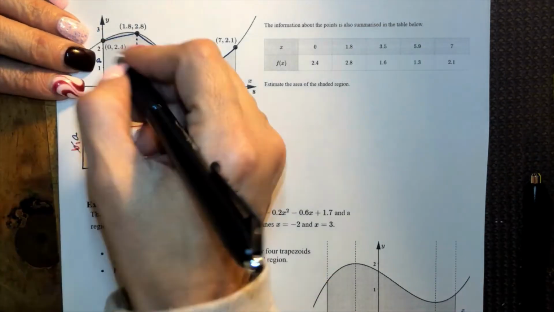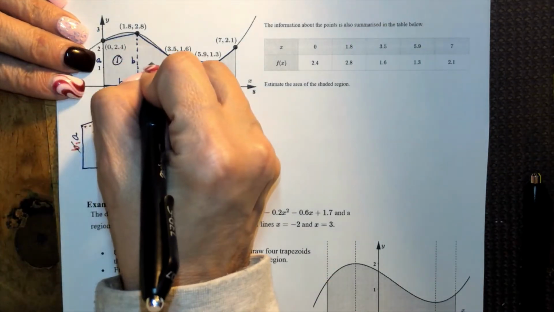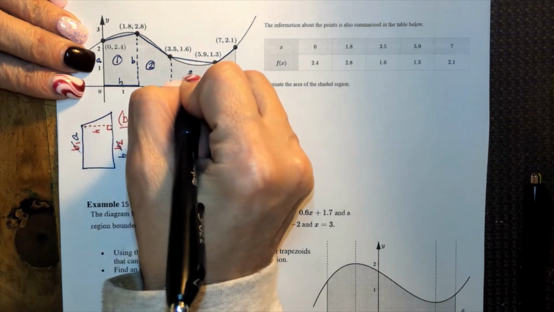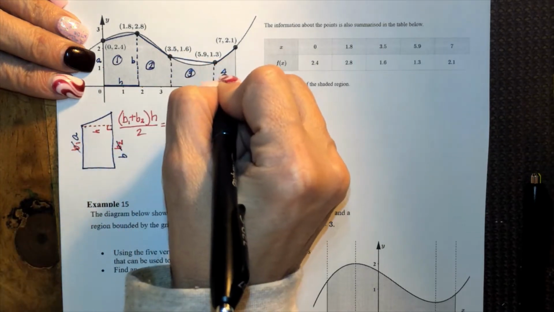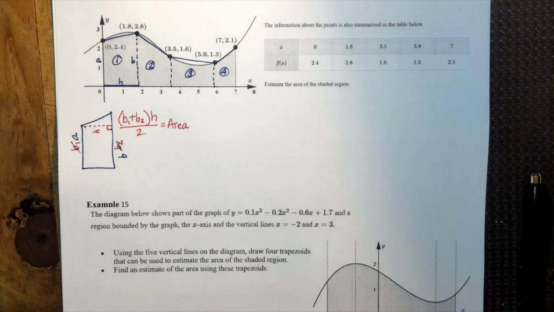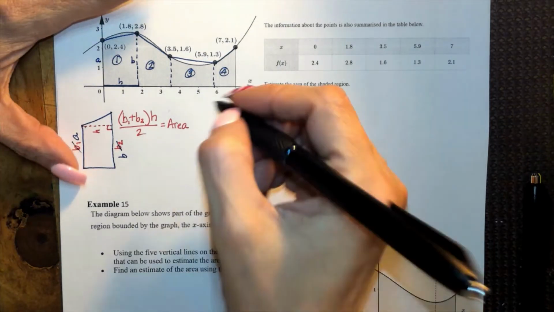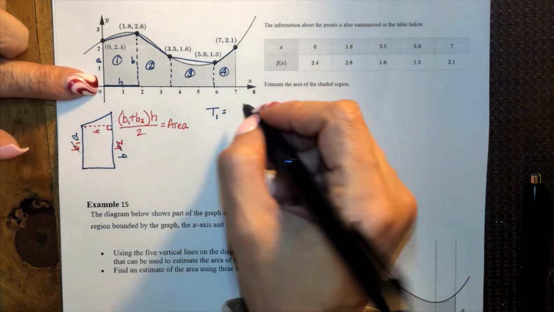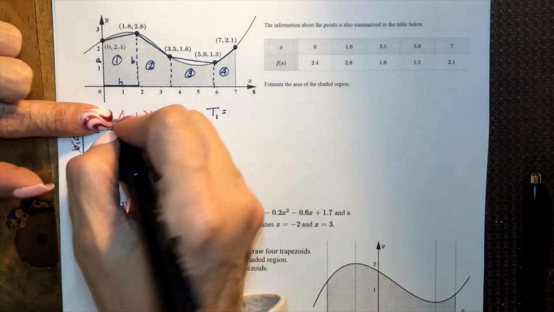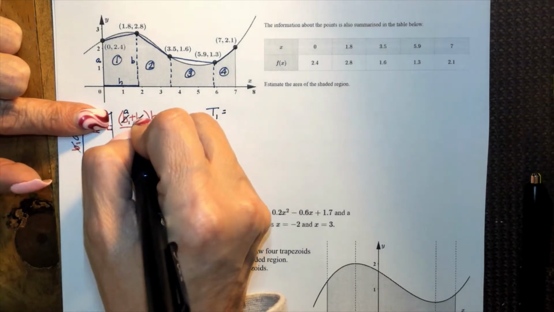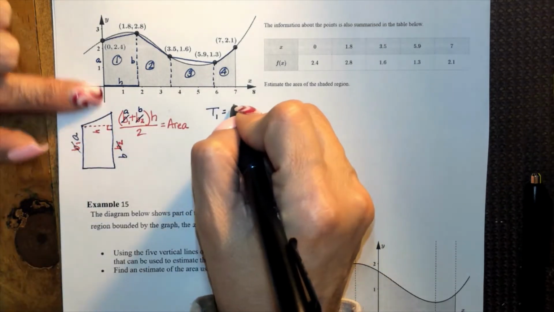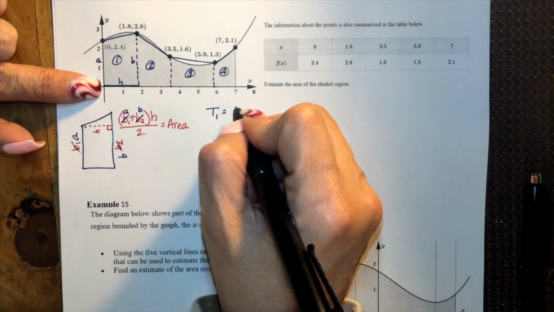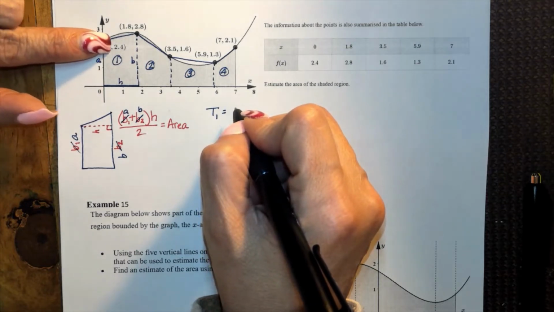And what we're going to need to do, we're going to label this number 1, number 2, number 3, and number 4. And I need to find the area of each of those trapezoids and then add them all together. So let's take trapezoid 1. Trapezoid 1, I'm going to actually mark these off to A and B. So let's take A right here. How tall is A? Well, you've got an ordered pair right there, 0, 2.4.